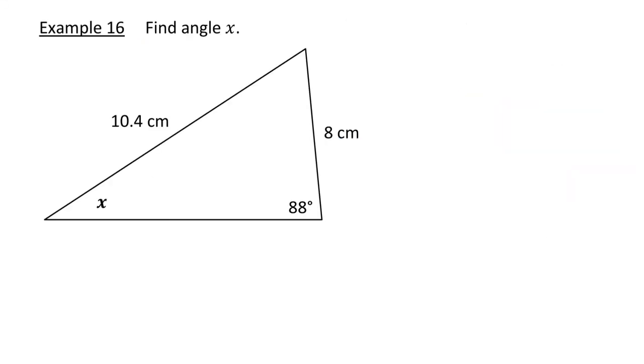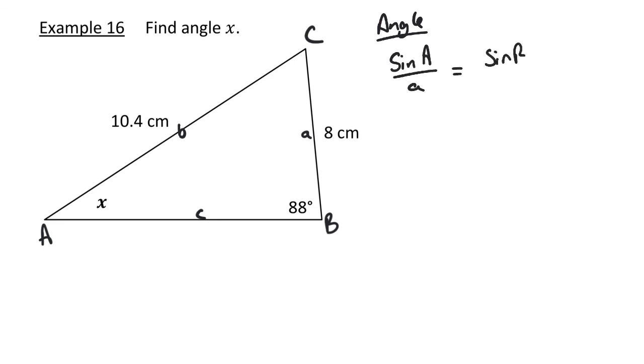Example 16 then, so we're going to label the sides. So we've got the angles A, B and C. We label the sides, so 8 centimetres is small a, 10.4 is small b, and the base is small c. So we're trying to find an angle here. So we'll have to do sine on the top, so angles on the top, sine A over a equals sine B over b equals sine C over c.